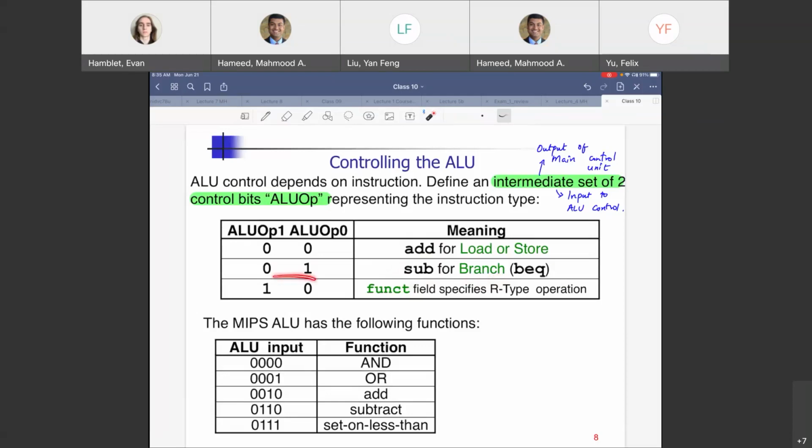Next, 1, 0. When the 2 ALU op bits are 1 and 0, then we are going to look at the function field that specifies the specific R-type instruction. So whenever it is 1 and 0, you know it's an R-type instruction. When it is 0, 0, you know it is an I-type instruction for which you are using add to support load or store. When it is 0, 1, you know that it's a subtract operation to support branch when equal.